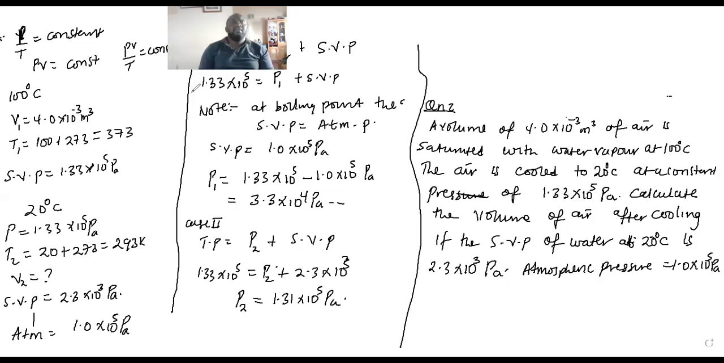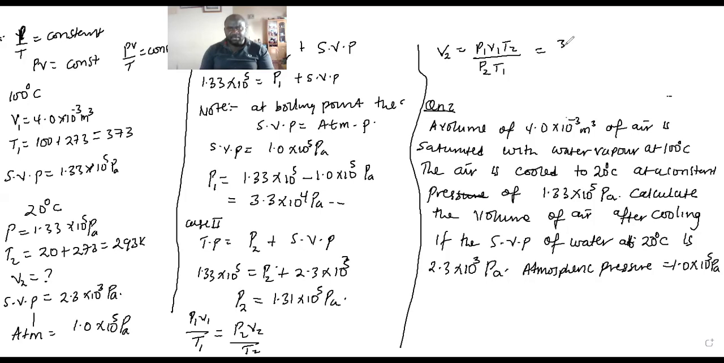Now, remember I said, in this case everything is changing. Pressure is changing, volume is changing, temperature is changing, and the air obeys gas laws. So since the air obeys gas laws, we can say P1 V1 over T1 is equal to P2 V2 over T2, and then we can deduce volume V2, whereby V2 can be given by P1 V1 T2 out of P2 T1.